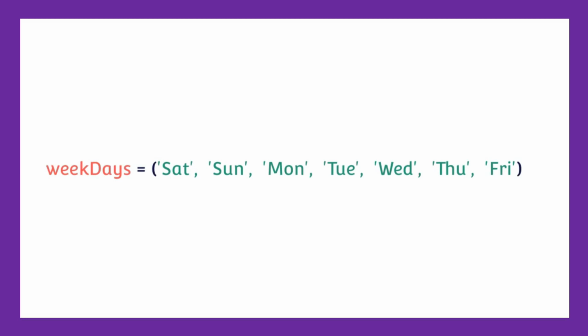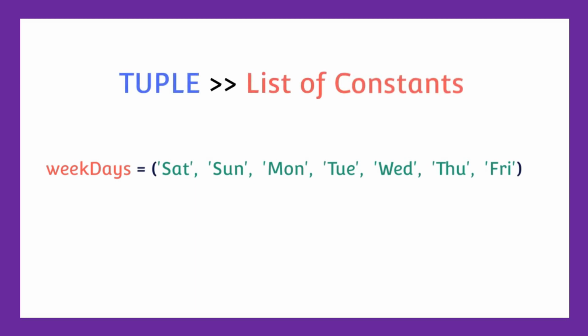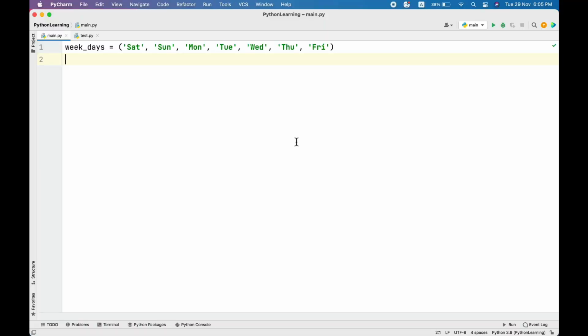So a tuple is basically a list, but its data is not changeable. It's just a list of constants, which is required sometimes. Now we can use this tuple the same way we use lists. A tuple is a list, but once defined, its values cannot be changed.